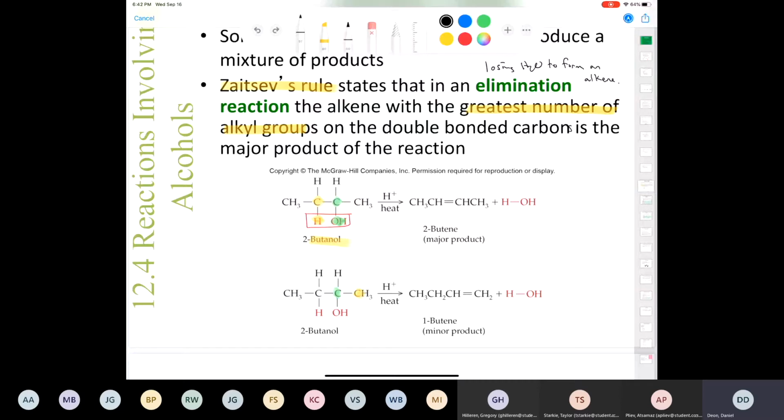So if we took one of the hydrogens from here and this hydroxyl, we would draw the double bond between these two carbons to make this double bond. And we would have what's called 1-butene. And you're eliminating water in both cases. So in both reactions, you end up with the alkene and water.